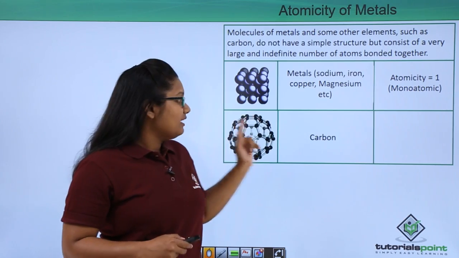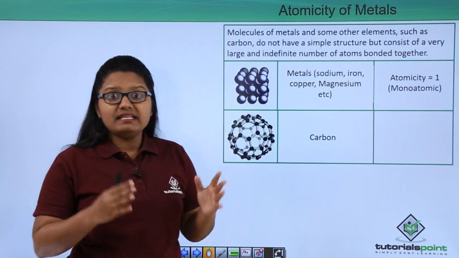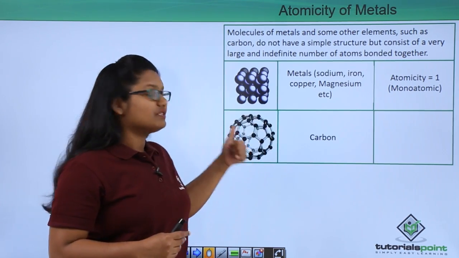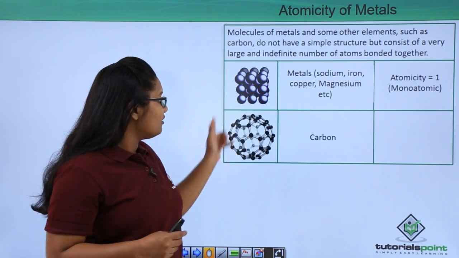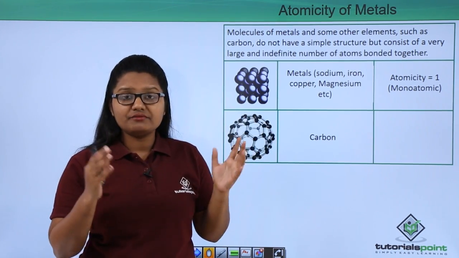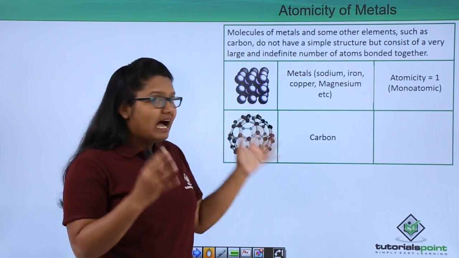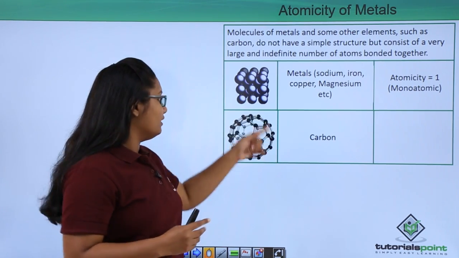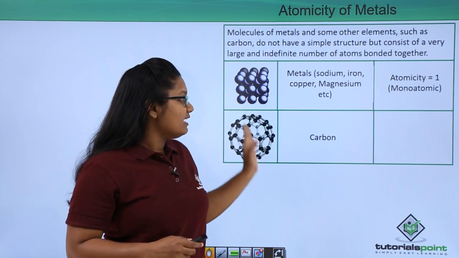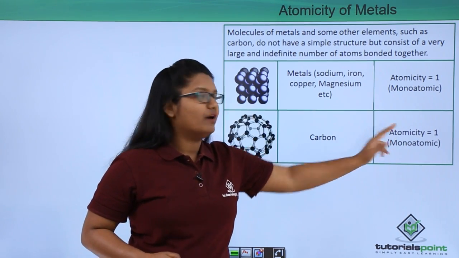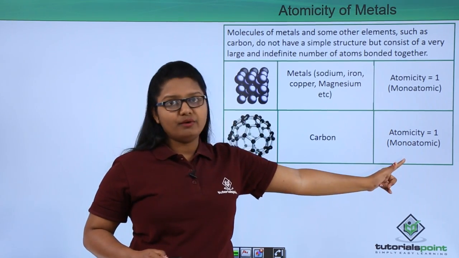Now carbon atoms stick together in many different forms, and this is one such form. From here we clearly see that the atoms of carbon are bonded together like this, and a large number of atoms of carbon are bonded here. And so we take the atomicity of carbon as 1 and we call it monoatomic.